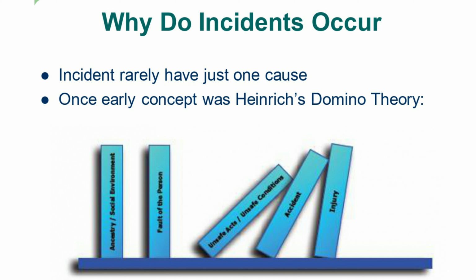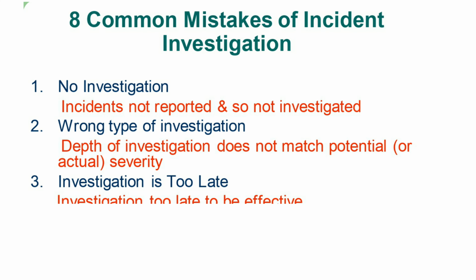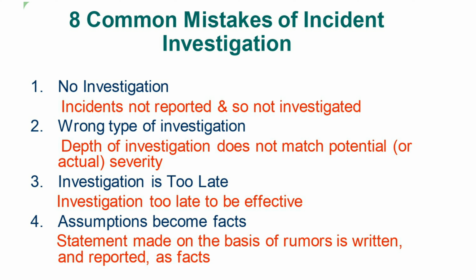Why do incidents occur? Incidents rarely have just one cause. One early concept was Heinrich's domino theory. Causation models. 8 common mistakes of incident investigation.